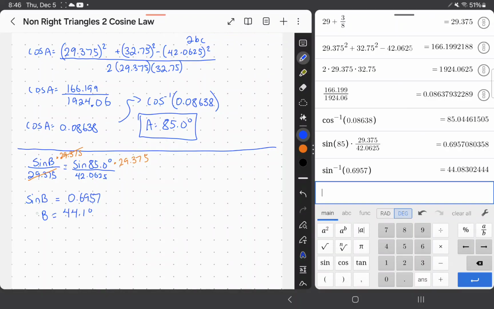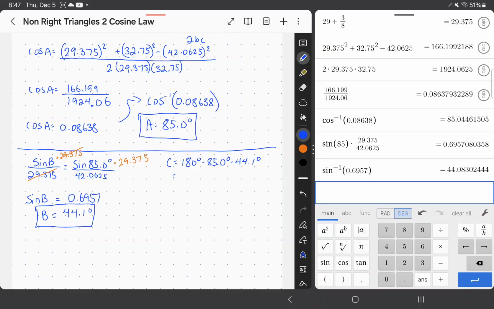So now we've got two angles here, and angle C is going to be 180 degrees minus those two. So 85.0 and 44.1. So that's a little faster than using the sine law a second time. So we are kind of choosing which tool is the quickest. Like I said, you could do 3 versions of the cosine law to solve this problem. There's nothing wrong with that.